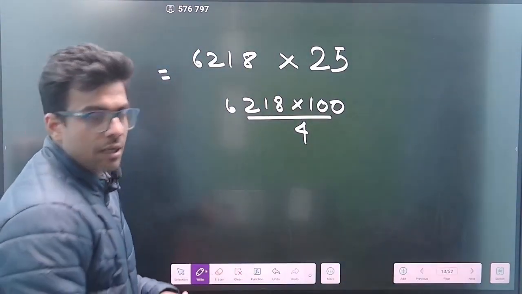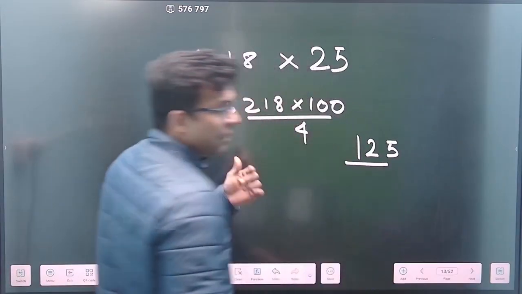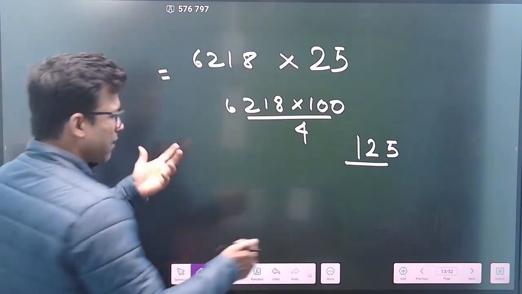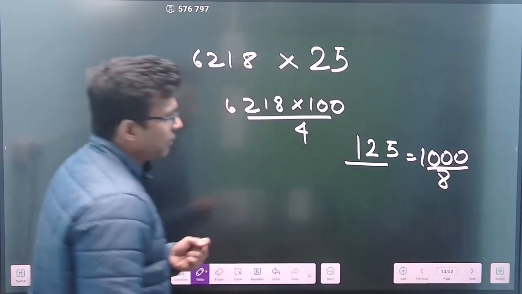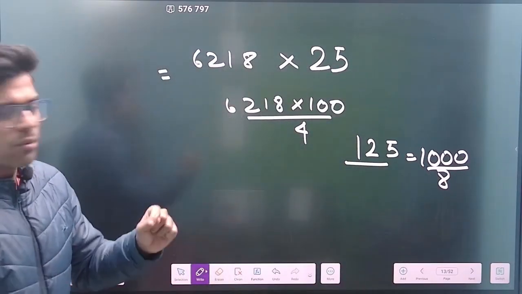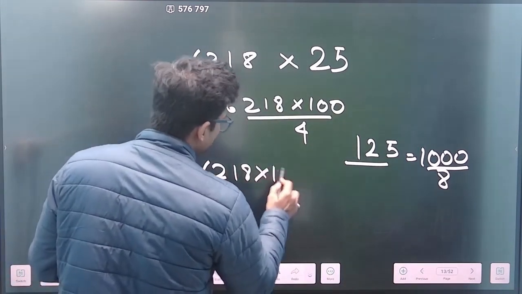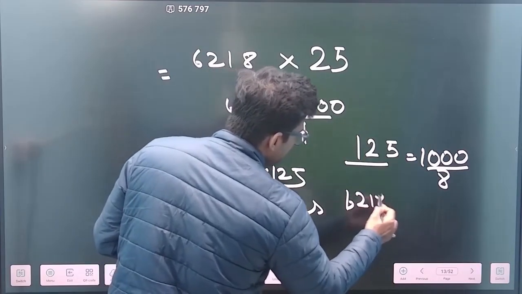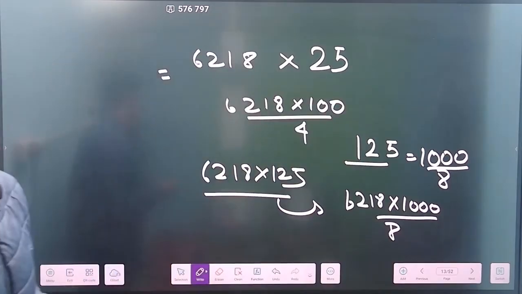I hope this is clear. Now, suppose I am multiplying a number with 125, try to think in your mind which number should be coming. You can divide this, like I can say this is 1000 divided by 8. Correct, now 1000 divided by 8 would give me 125. Rather than multiplying 6218 with 125, it's way easier if I go for 6218 multiplied with 1000 and divided by 8. I hope this is clear to everyone.